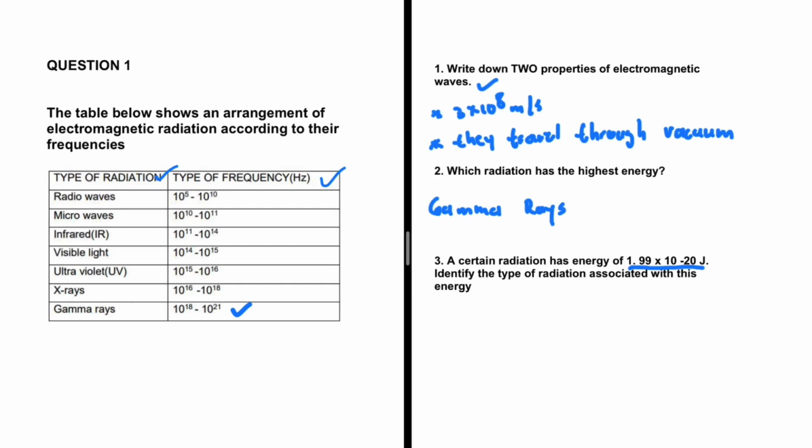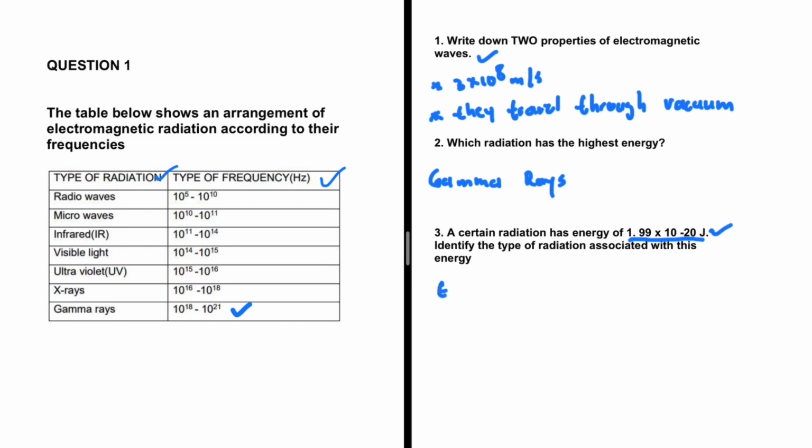So we will use the energy that is given to calculate the frequency. After calculating the frequency, it is just a matter of identifying which range it belongs to, and what type of radiation it is originating from. So let's go ahead and take a look. We know that the energy is equal to Planck's constant multiplied by the frequency. The energy is 1.99 times 10 to the minus 20 joules. This is equal to Planck's constant, which is 6.63 times 10 to the minus 34, multiplied by the frequency.